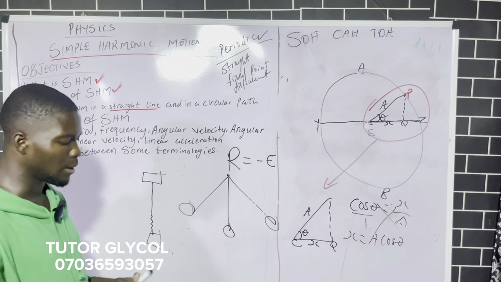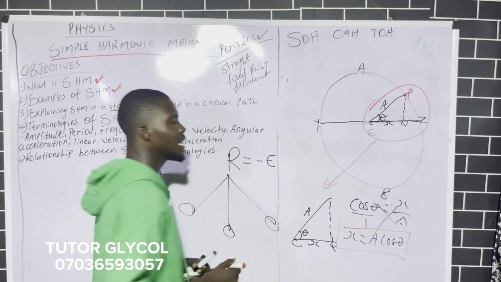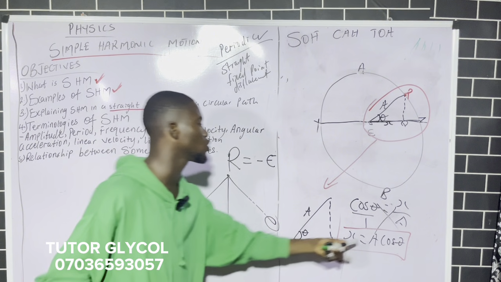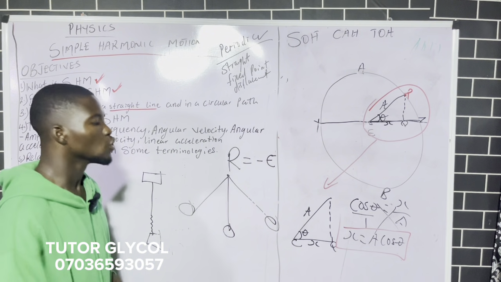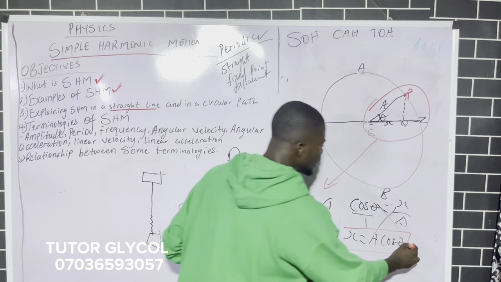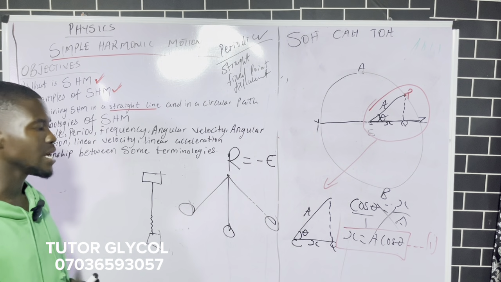Please take note of that formula. That's the first formula we have to take note of. These are the codes. So if you see anywhere in any past question or textbook x equals a cos, they got it from this whole stuff. So that's the first one. Let me just call that one formula 1. We'll be needing it in the future. Take note of formula 1: x equals a cos theta.